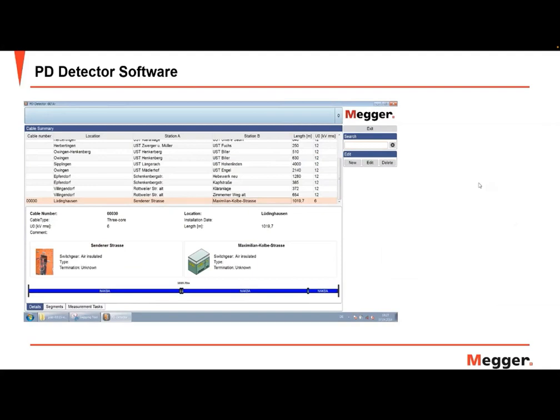Here we have the home screen, if you will, of the PD detector software with the library up top, where you can have your cable number, the location of the cable, your station A and B, so near end and far end, and you can swap those so you don't have to rebuild the cable later. The length in meters, as well as your RMS voltage, so you can see all of that, and that's all of your header information.